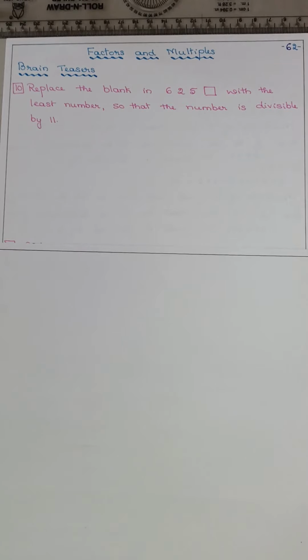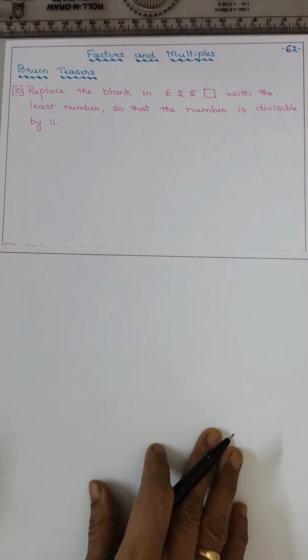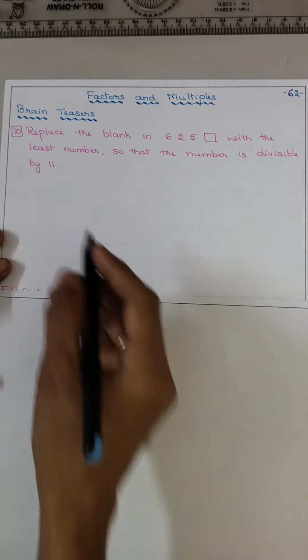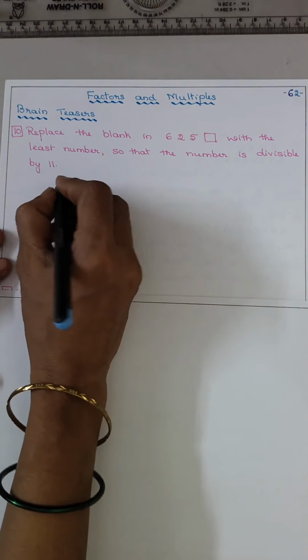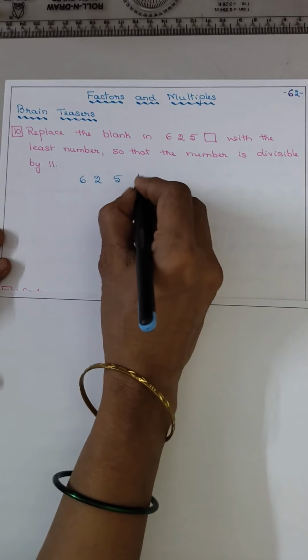We were discussing the brain teasers of factors and multiples. Now coming to the 10th sum. Replace the blank in 6 2 5 box with the least number so that the number is divisible by 11. So you know for 11 what is the method? 6 2 5 box.